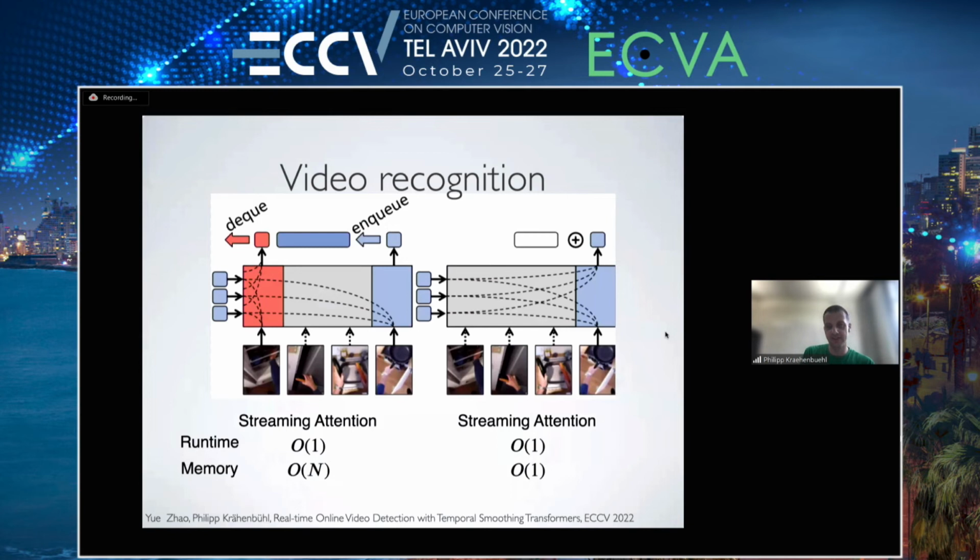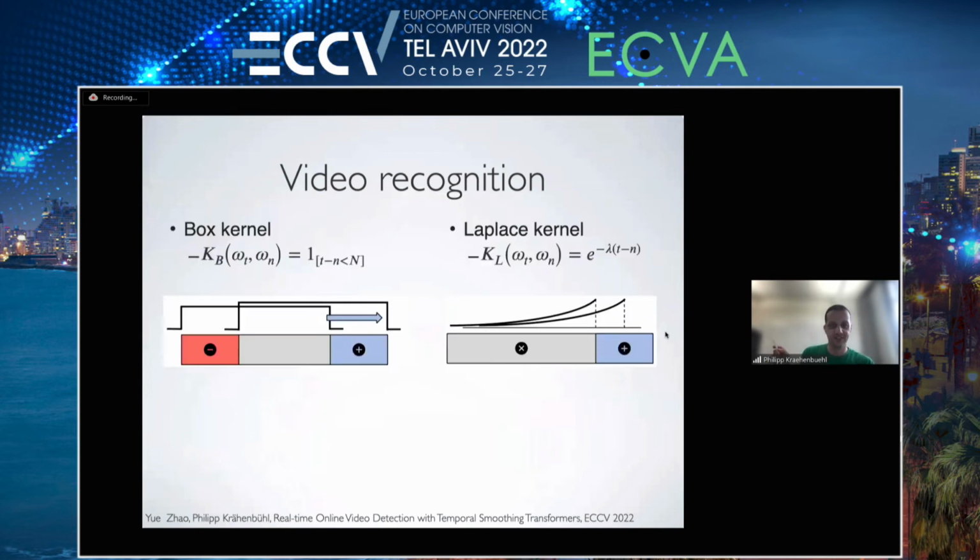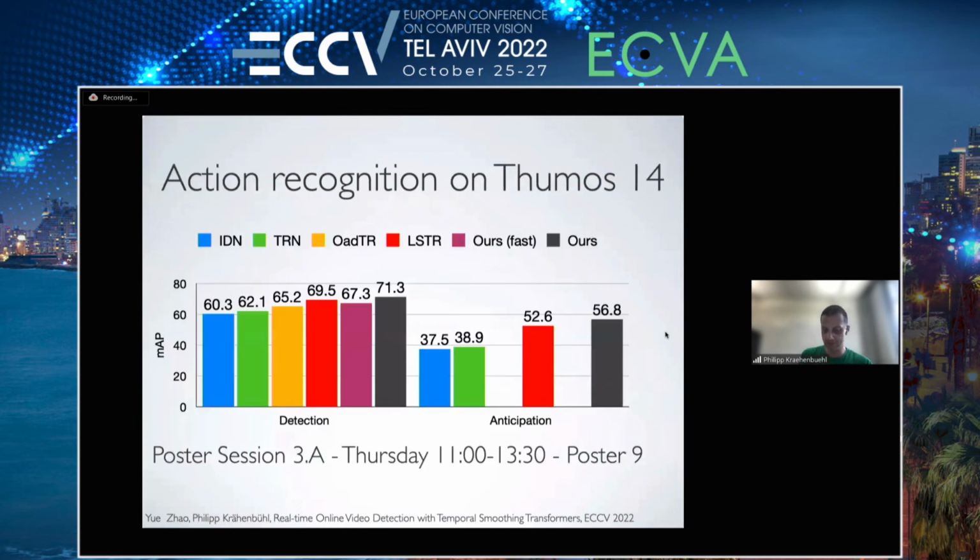Instead of using a softmax attention kernel, if you use a box kernel or Laplace kernel in time, you can still use softmax across spatial features. But if you use a box or Laplace kernel in time, you can cut down the time dependence of the transformer to something that's constant per time step. So you can run a video model that gets you an output at every single point in time, but you only pay a constant time cost for it. And it works quite well in practice.